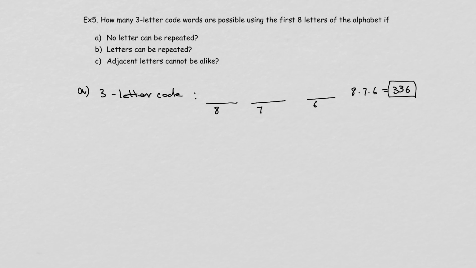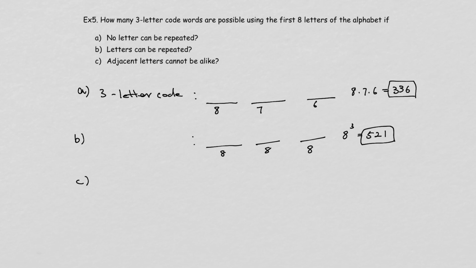For the first case. The second case, a letter can repeat, right? So if the letter can repeat, it will be all 8, right? So when you multiply 8 three times, that's going to be 8 cubed. That will give you 512. So if letters can be repeated, you have more possible outcomes.